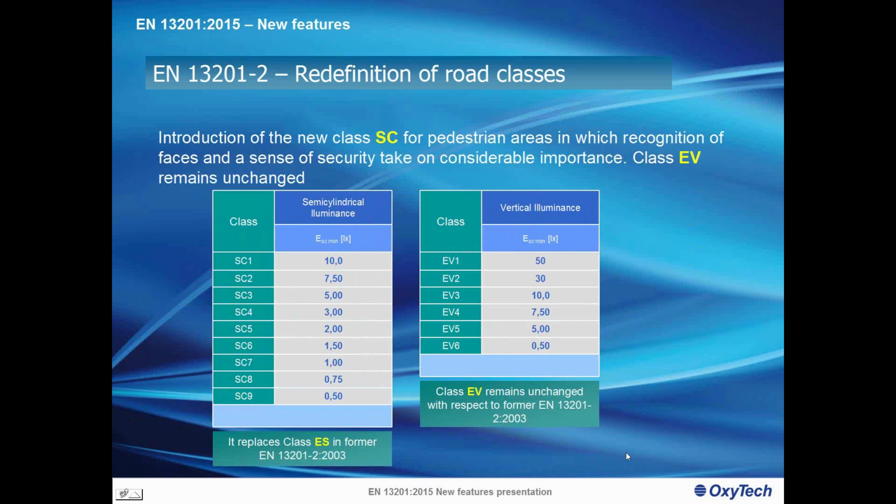Last set of lighting classes, the SC classes and the EV classes. As we said, this class didn't have any change, so it remains completely unchanged also for the values, and the semi-cylindrical illuminance for the ES classes are kept absolutely the same, only the name was replaced. In place of ES, it was placed SC.